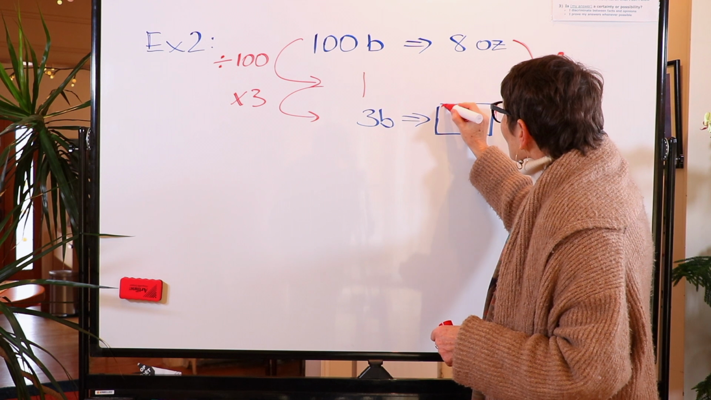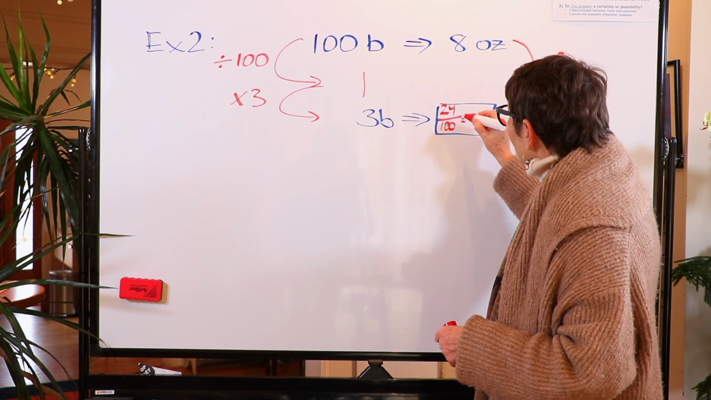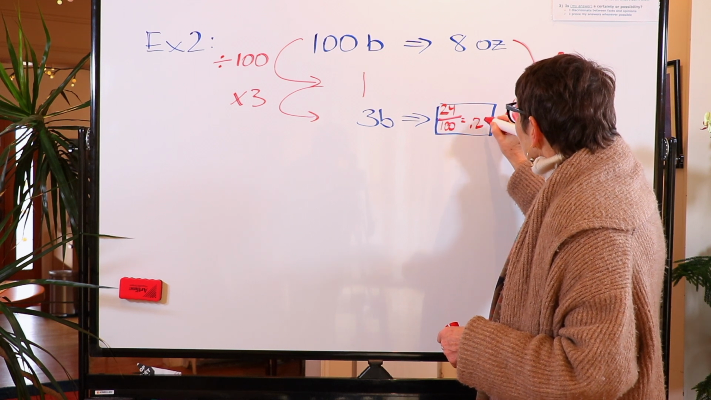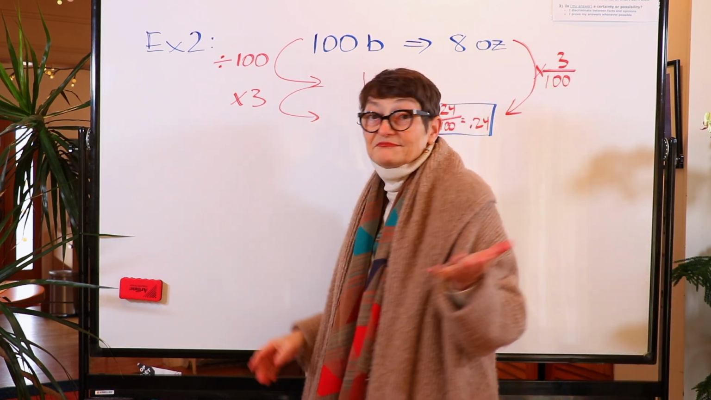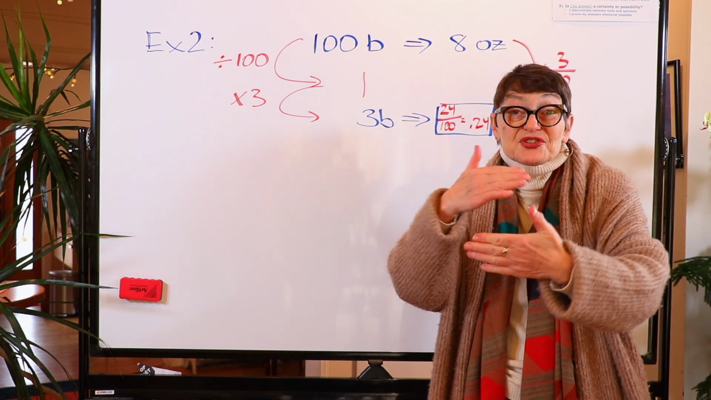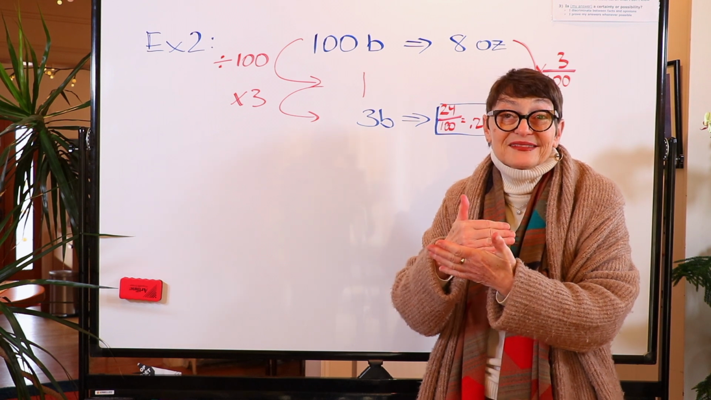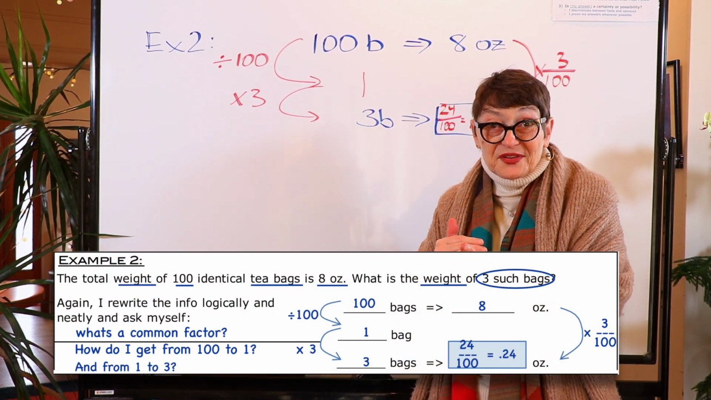So either we can just say this is 24 divided by 100, or we can use a decimal and say it's 0.24. That's it. Not that hard when you're really going down to how much does one bag cost, or in this case, how much does one bag weigh. Ready to go on to example 3?